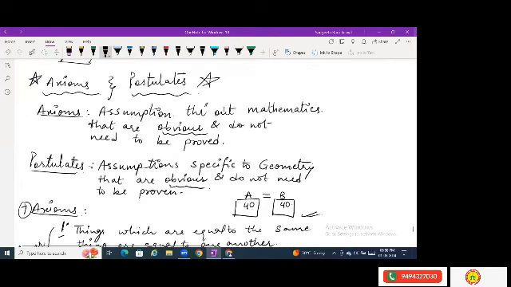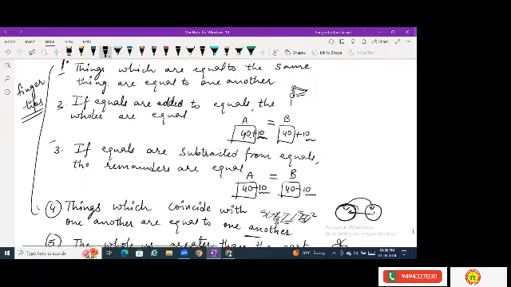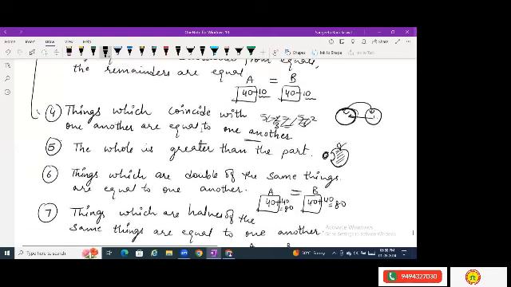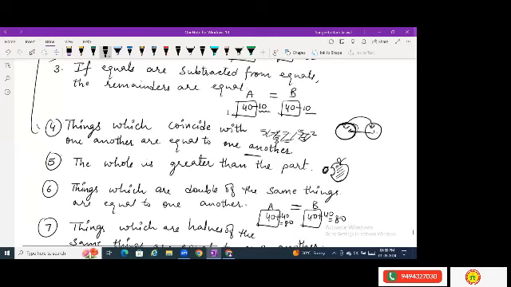So have you understood all the axioms? What are axioms? Assumptions throughout mathematics that are obvious and do not need to be proved. So these were the axioms and these do not need any proven fact, right? Yes, ma'am. Great. Now coming to the postulates part. This is again a very important thing. All the 7 axioms should be on your fingertips. You must learn these axioms.